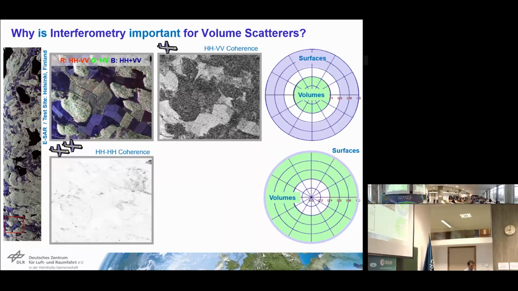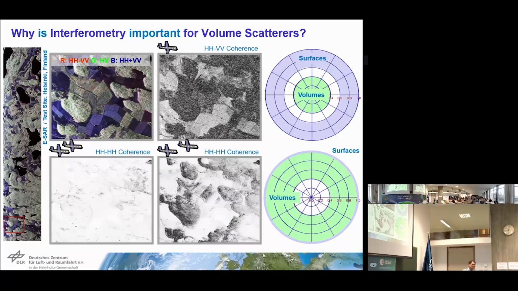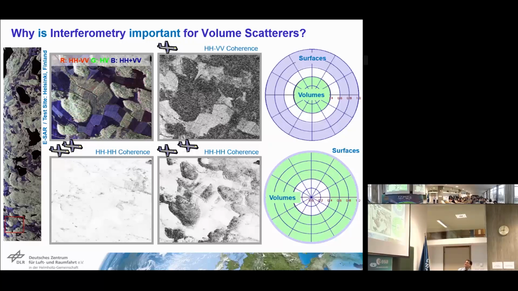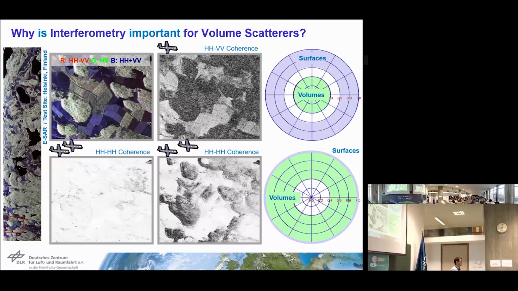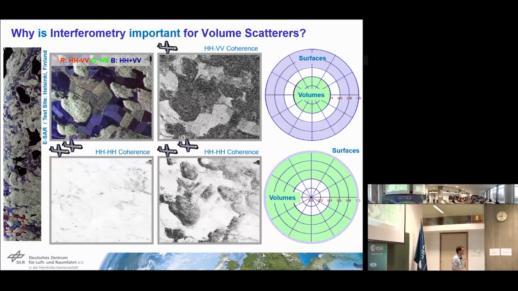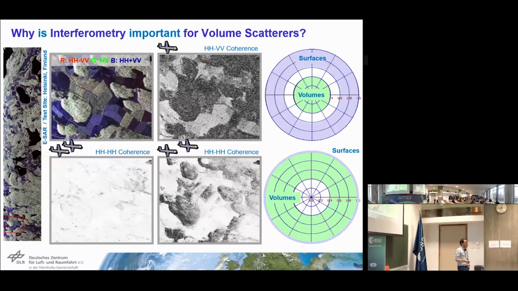You can play many games now because the baseline is your degree of freedom, so you can also change the baseline. You can make your planes, in this case your two airplanes, a bit further away, and now when they are further away you see that SAR phases still have a very high coherence, but volumes now decrease the coherence.